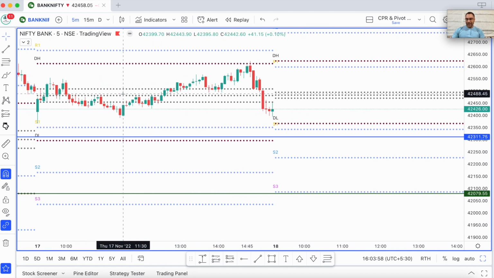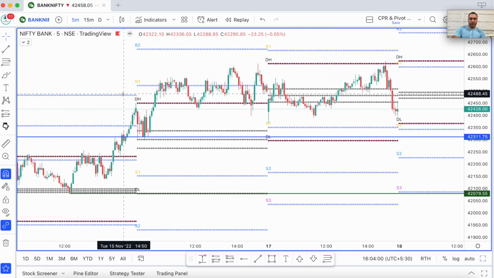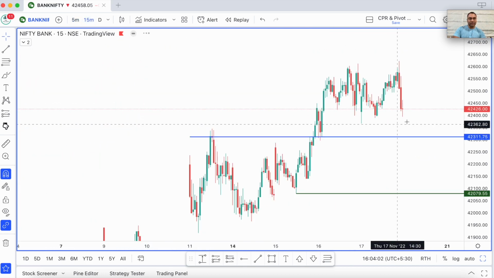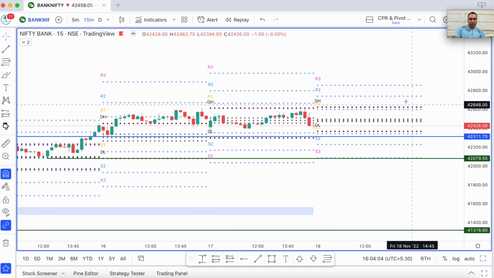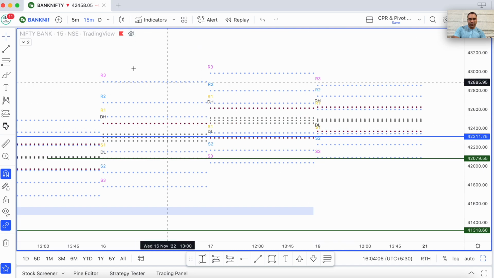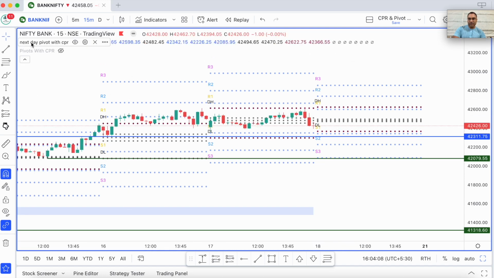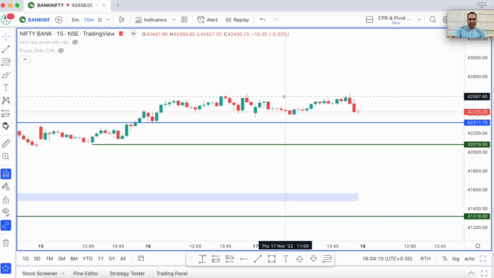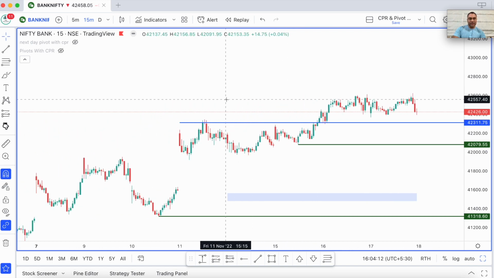So do we need to mark any more levels here now? For today's price action, we'll check on the 15-minute time frame. If it's not very clear on the 5 minutes, we should check on the 15 minutes. Let me just deactivate the levels here. We will see if there is any important level to be marked.